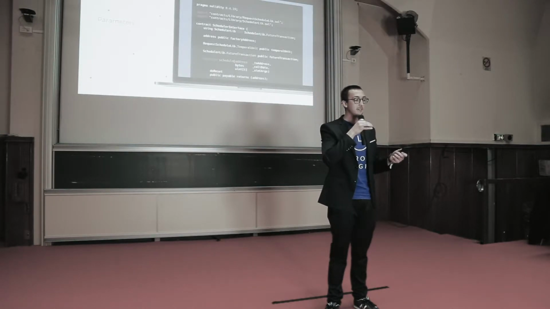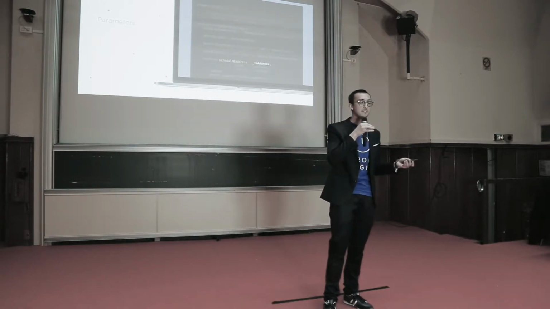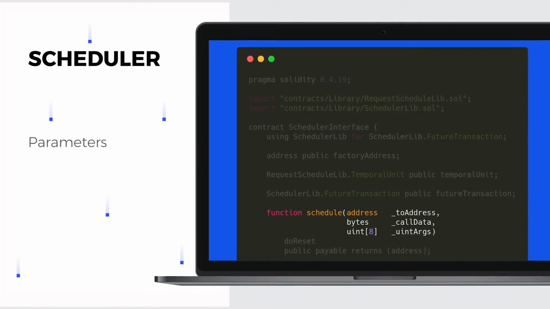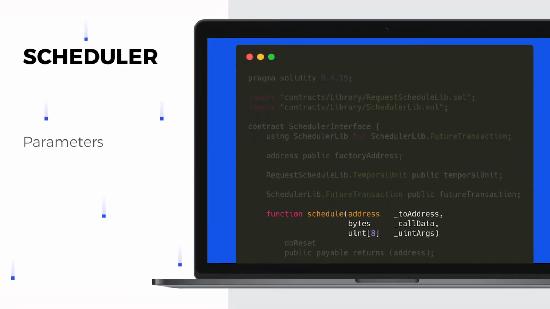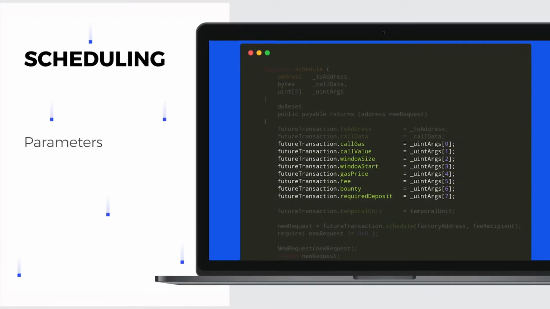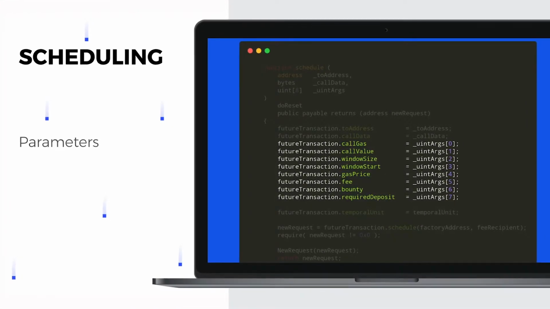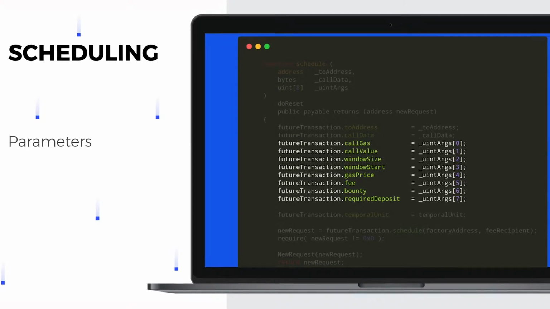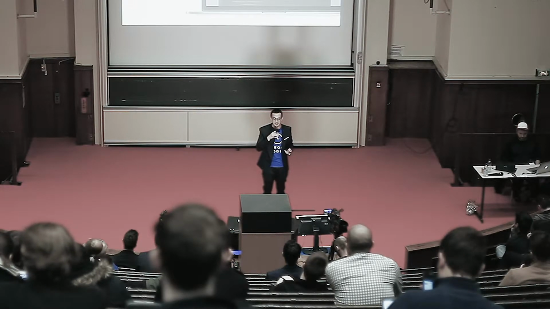So the parameters that the scheduler takes: we have the to address, which is the recipient that the transaction will be sent to. Bytes, which is the call data. So if you want this transaction to go to a smart contract and execute a function, you would input the encoded byte data here. And then 8 unsigned integers, which I'll go into right here. And these are what actually the parameters that you want your transaction to have.